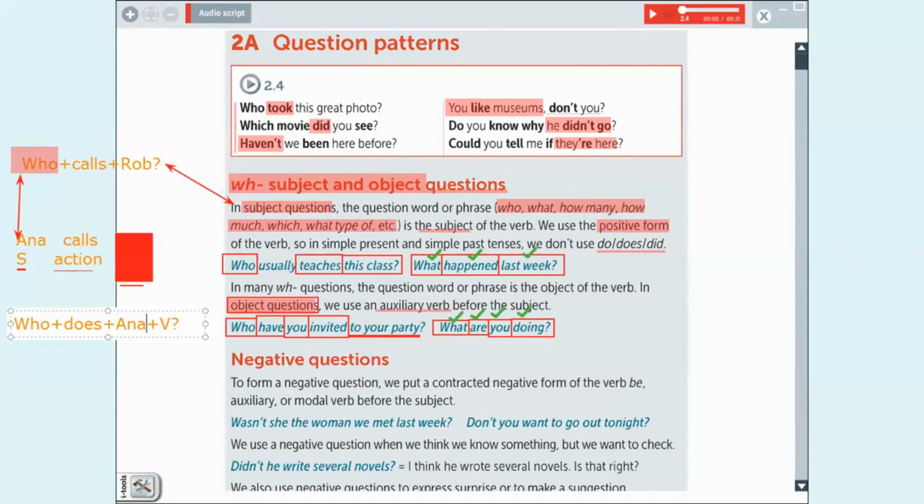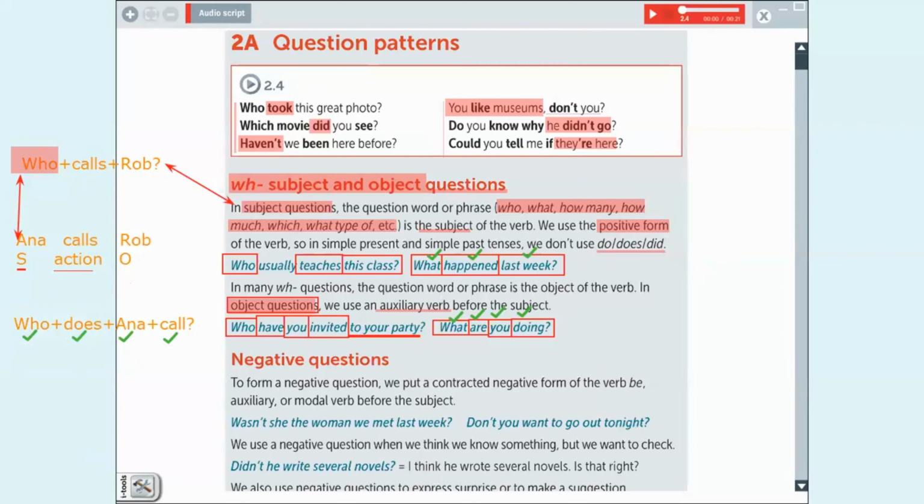Who does Anna? And what is the action that Anna is performing? Call. Exactly. We don't use the S because we have already the auxiliary, so the S is not necessary. So here you have all the elements: WH, auxiliary, subject, and the verb. Who does Anna call? Okay, so Anna calls Rob.